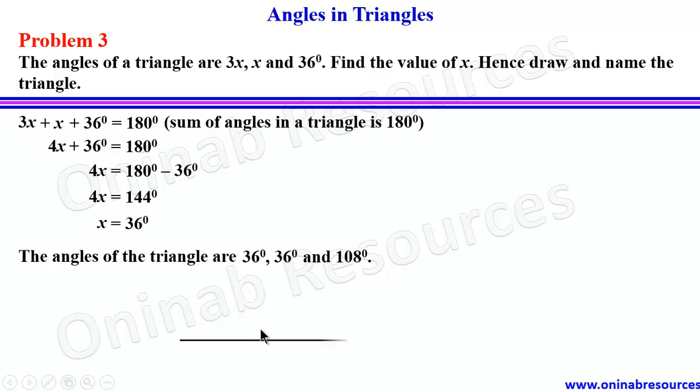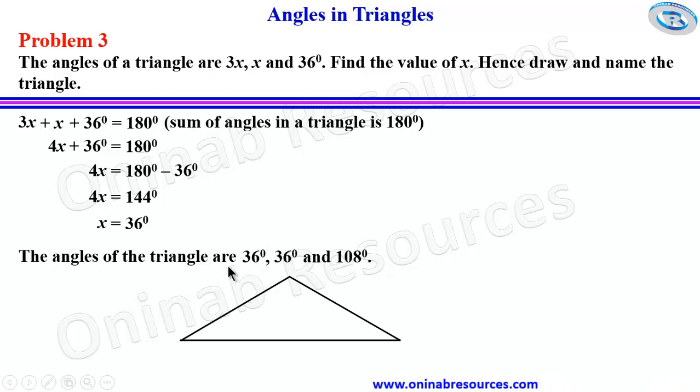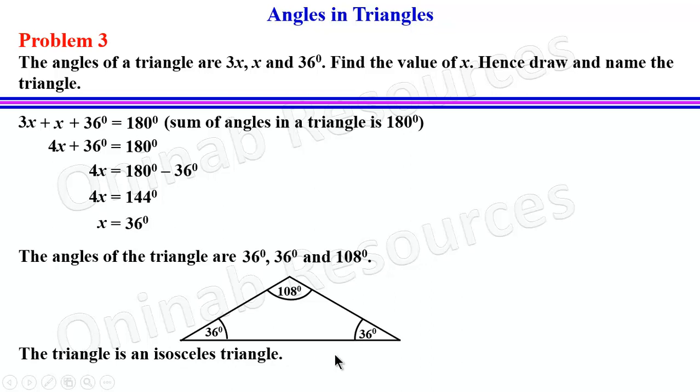So drawing this now, we have this as the base. So the other side goes and the third side goes. So we then go ahead to put in the values of the angles. So we have this to be 36 degrees. This is 36 degrees. And finally, this is 108 degrees. You can see now that the base angles are equal. Therefore, the triangle is an isosceles triangle. That is all for problem 3.